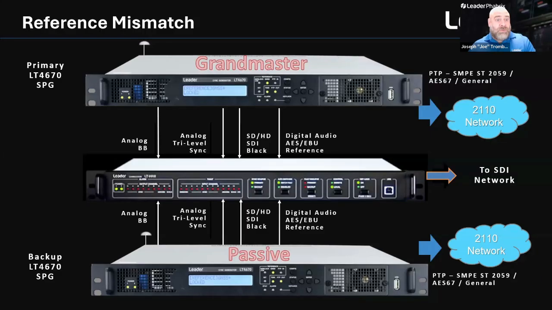So now we're going to look at reference mismatch. The core mismatch problem is that primary and backup SPGs can both output Blackburst, tri-level sync, and PTP into a paired 2110 network. But if their analog and PTP phases are not aligned, redundancy at the device level does not equal reference integrity at the plant level.